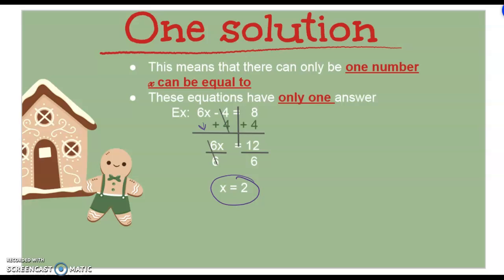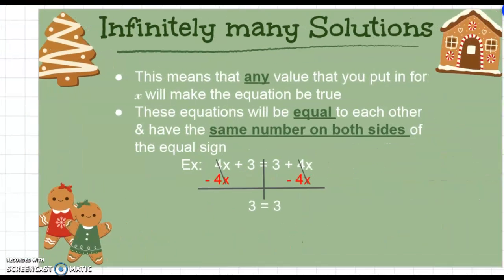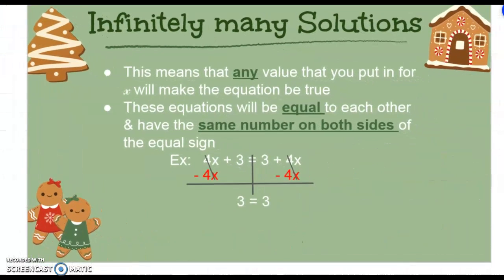And last but not least, we have infinite many solutions. These are the super fun ones. It means that any x value that I put in, so any number, 5, 6, 542, -13, any of those numbers, these equations will be exactly the same on either side of the equal sign. So in this case, if the x's cancel out here, I have 4x. They cancel out, and I'm left with 3 equals 3. This is true. This is super true, and it's an infinite solution.